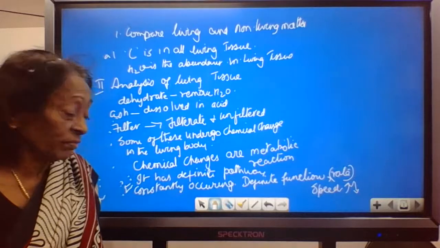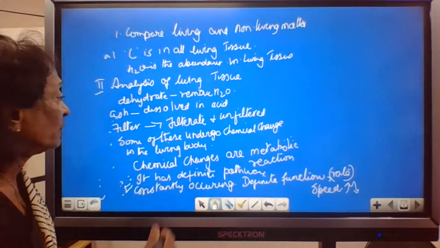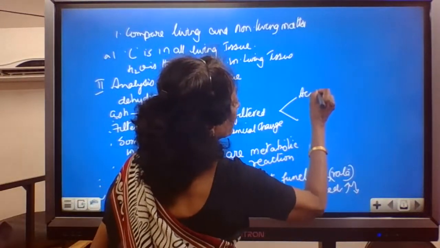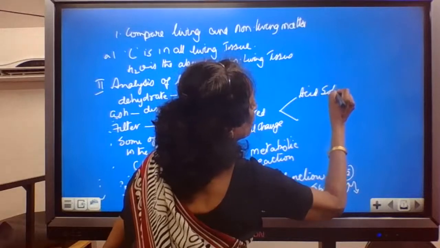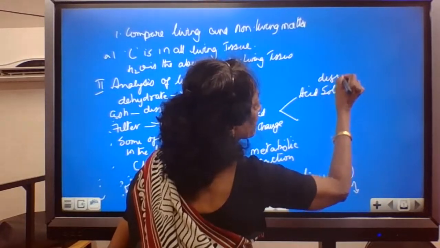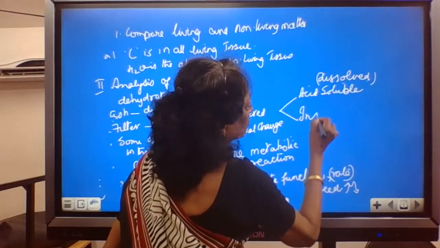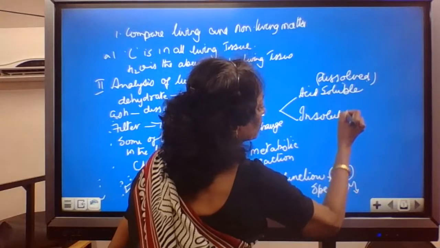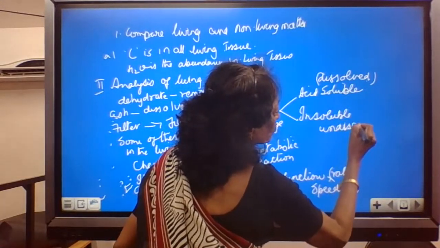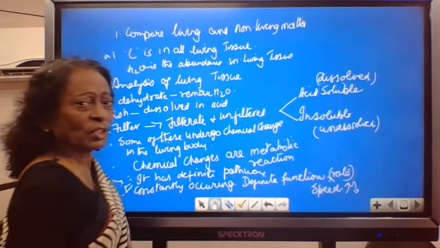Now, whether filtrate or unfiltered, they divided that into acid soluble, those which dissolved in the acid, and acid insoluble, that is undissolved. Why are they soluble and undissolved?